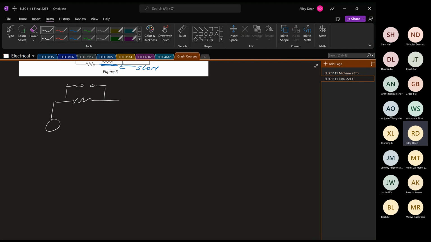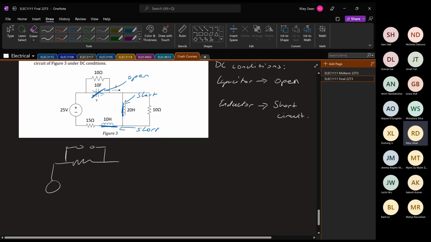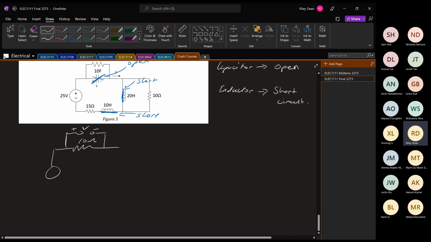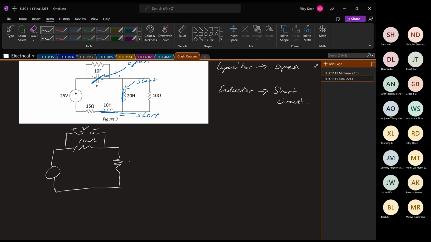Just to make it easier to read, I have moved the open 10 farad capacitor to the top so it doesn't get in the way. And we see that this short down the side removes this 10 ohm resistor, leaving the last 15 ohm, like so. So that is all that we're left with after simplifying this circuit. What this means is we can just find the current in the whole loop.